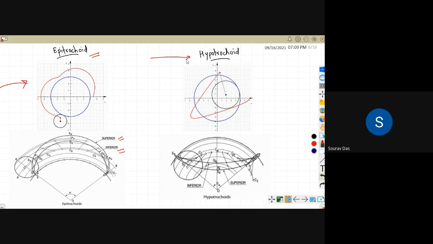And hypotrochoid is when that generating circle is rolling inside the circle. So here this is the generating circle, rolling inside another circle. In that case it is known as hypotrochoid. And if the generating point is outside the circle, the case shown in this animation, it will be known as superior hypotrochoid. And if the generating point is inside the circle, that will be known as inferior hypotrochoid.